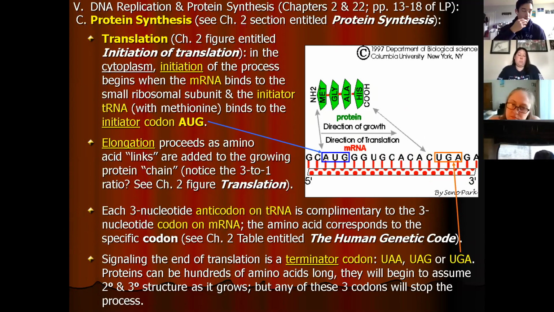This is on the whiteboard. I said we're going to look at DNA basics. We covered that. RNA basics. We covered that. Protein synthesis sequence. We just covered that. Any questions?